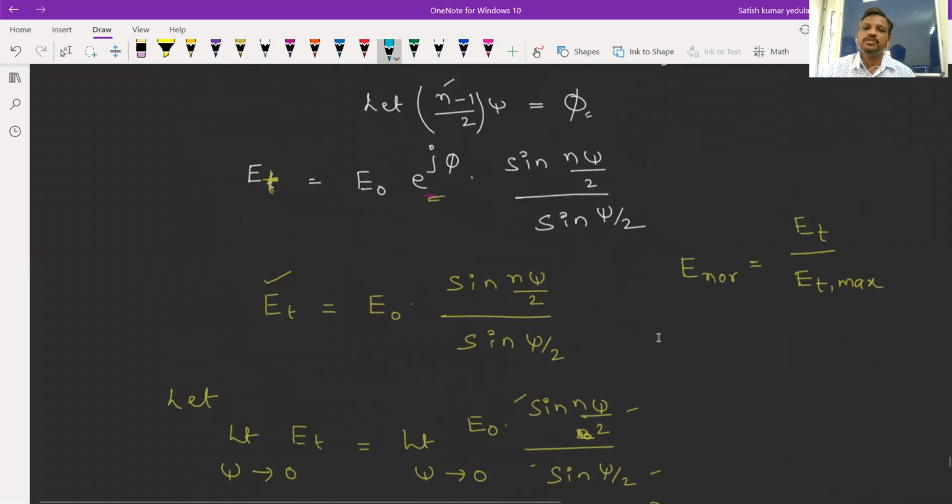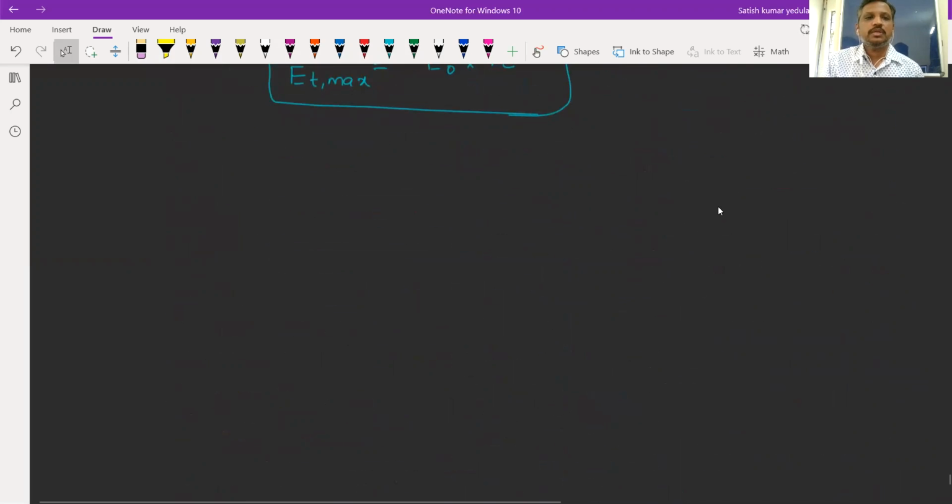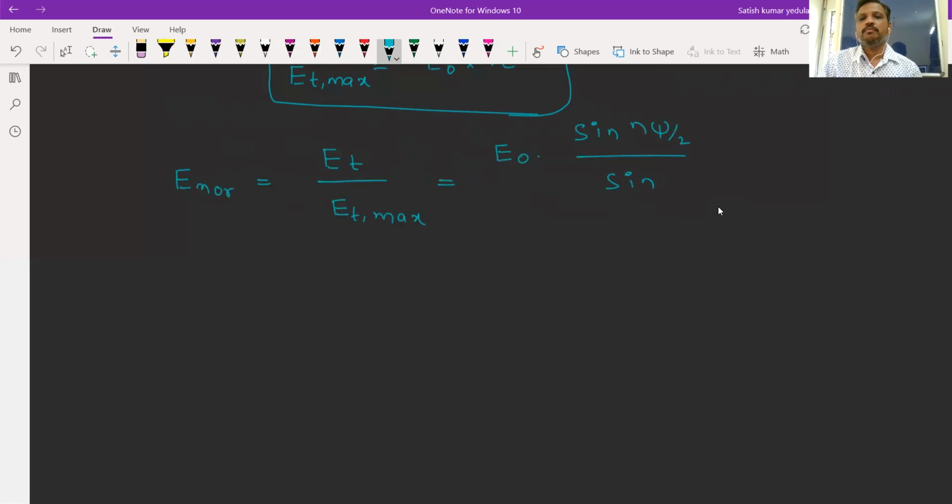So once you get Et max, you can get the E normalized component. I gave you the expression for the E normalized component, that is Et by Et max. Et is E0 into sin(nψ/2) by sin(ψ/2), and Et max is E0 into n. Just substitute that in the expression for the E normalized component. The expression once again I am writing, Et by Et max, which is equal to E0 into sin(nψ/2) by sin(ψ/2), by E0 into n. This is Et max.